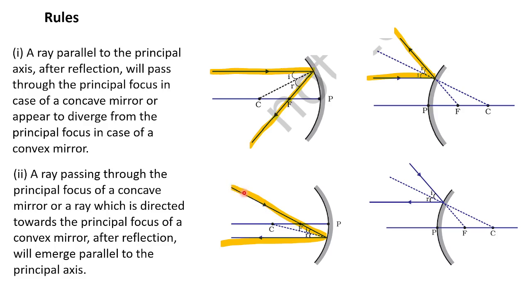So there is a ray passing through the focus. After reflection, it will be passing parallel to the principal axis. Please memorize this also. 4 basic rules I discussed. Focus, parallel, parallel, focus. Think like that.